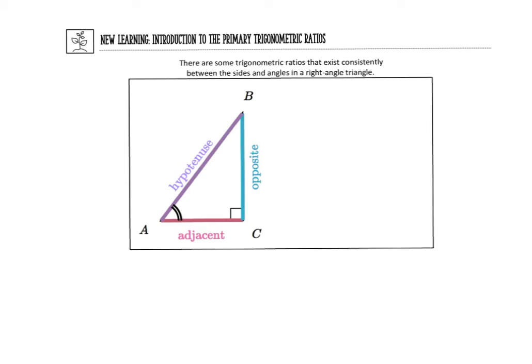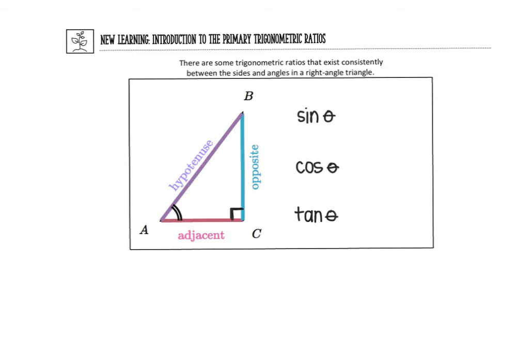Hi everyone, today we're going to learn about the primary trigonometric ratios. We call these trig ratios for short. There are three of them, and they exist whenever there are sides and angles being compared in a right-angled triangle.